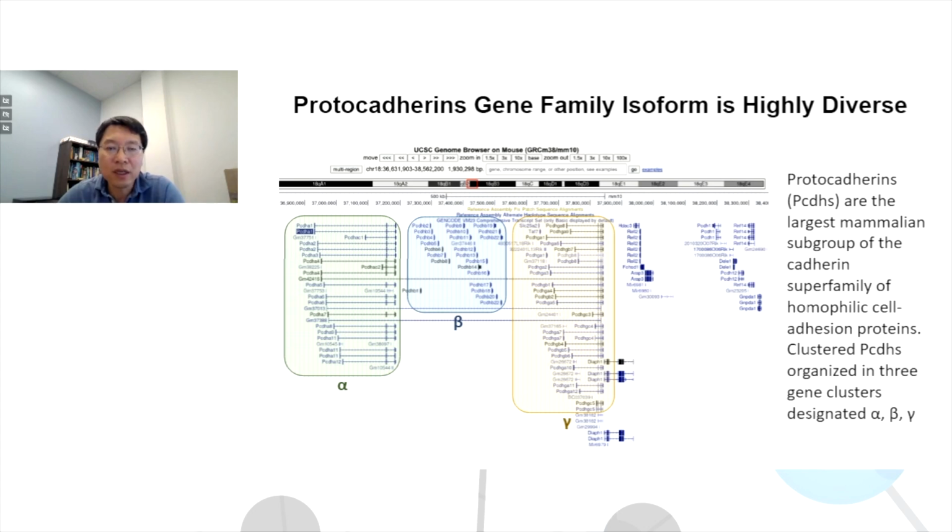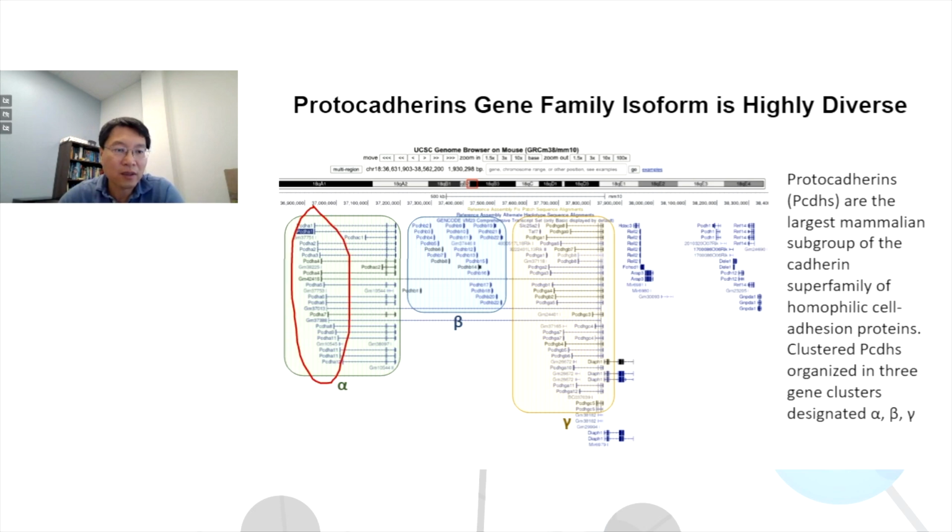So this is just to give you an example to see what it means. Protocadherin is a gene family that has three subgroups, which they call alpha, beta, and gamma. In the alpha, beta, and gamma, you can see they have a shared exon on the 3' end, but on the 5' end, they have a different use of the exons.